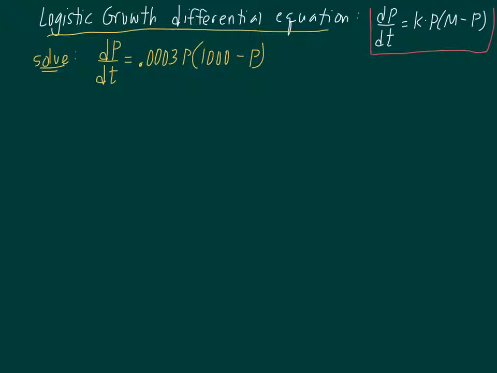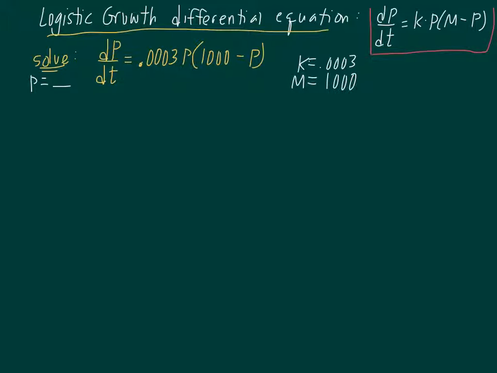So given this differential equation here, keep in mind that our k value is 0.0003 and our carrying capacity m is 1,000. And p is going to represent our population. If we are asked to solve it, in the end we want p equals something.